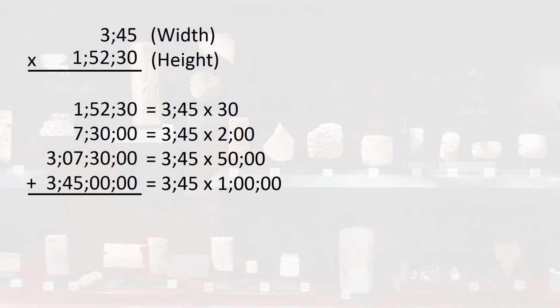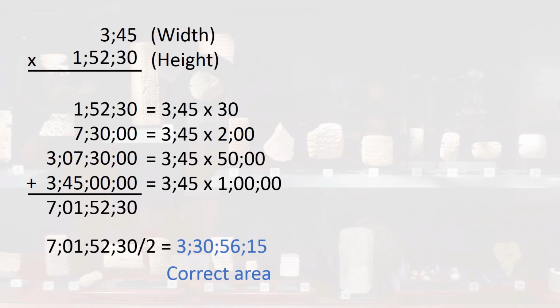Once all the parts of the multiplication were done, this can be all added up to produce the correct answer for the height times the width, which is 7, 0, 1, 52, 30. Dividing this answer by 2, we get the correct answer for the area of the triangle.